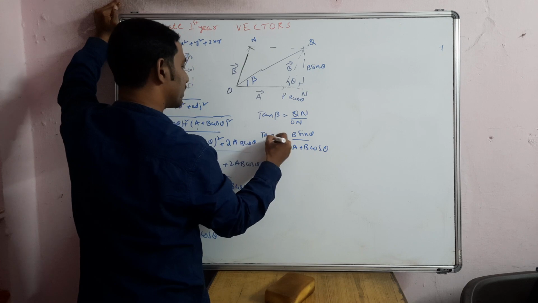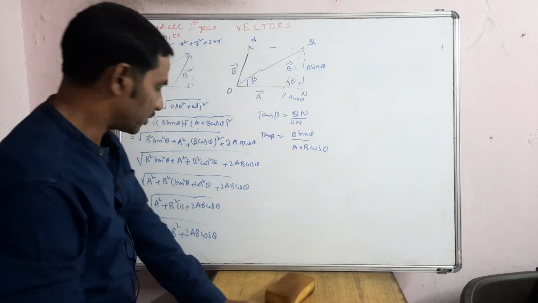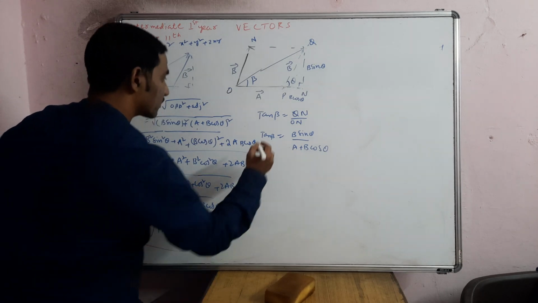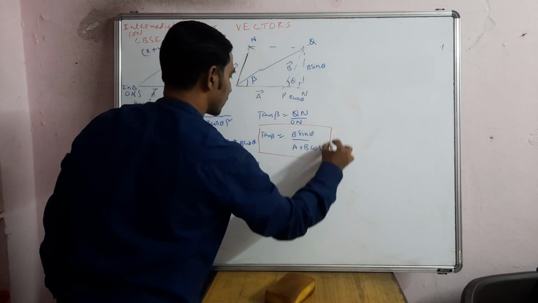So if you want this angle, you have to take this way, and if you want the R, you have to take this formula. So these are the formulas. These I am keeping in boxes. These you have to copy. Okay, done.